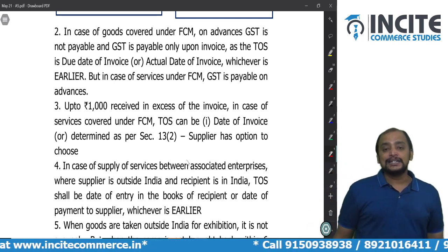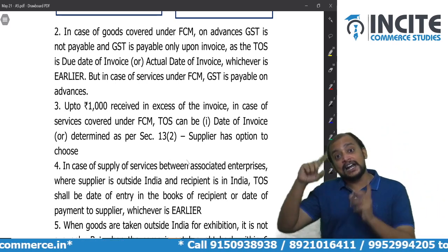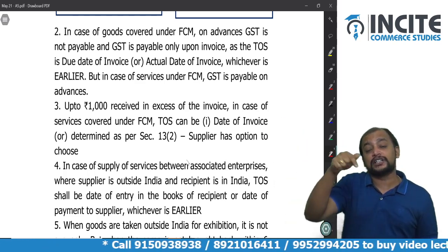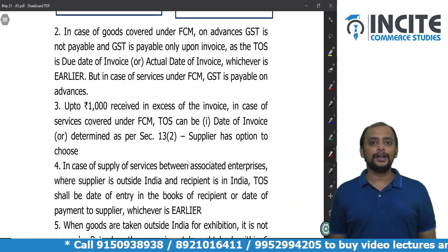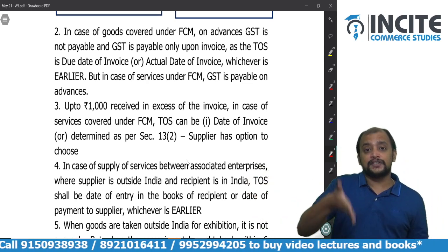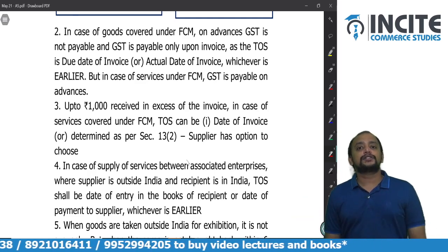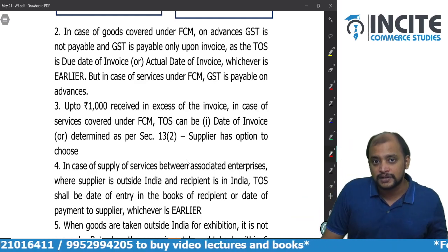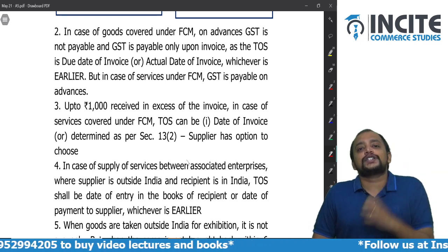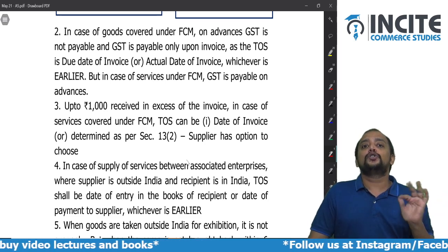In that case, the supplier has two options. Take the time of supply as the date of invoice. So whenever you raise the invoice, that is the time of supply for the 375 rupees. Or the normal provisions. Normal provision means what? Date of receipt or date of invoice, whichever is earlier. So this month is the date of receipt, so this month itself GST is payable. Got it? This month we received money, we will raise the invoice in future, so this month itself we need to pay GST. That is the normal provisions.